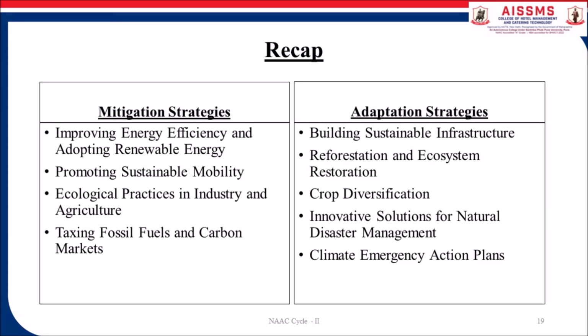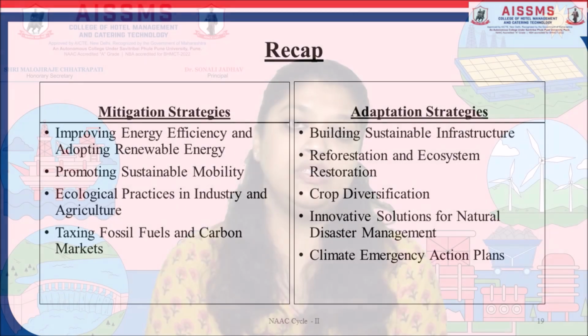Then we moved on to adaptation strategies, which spoke about building sustainable infrastructure, reforestation and ecosystem restoration, crop diversification, innovative solutions for natural disaster management, and climate emergency action plans. So with these combined, mitigation and adaptation measures form a holistic approach to addressing climate change, aiming to reduce greenhouse gas emissions while building resilience to its impacts, ensuring a sustainable and secure future for all.